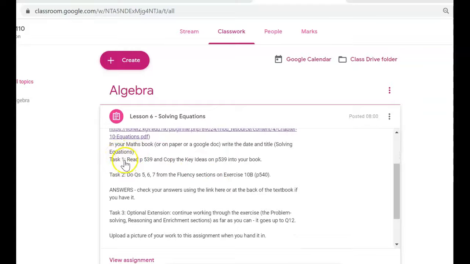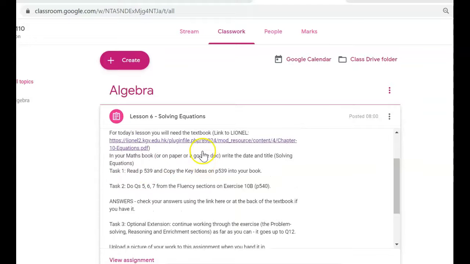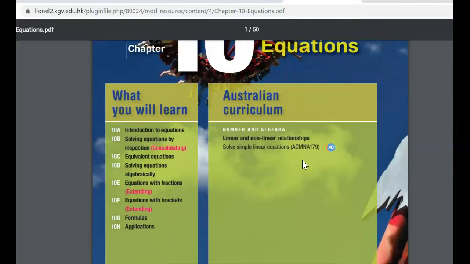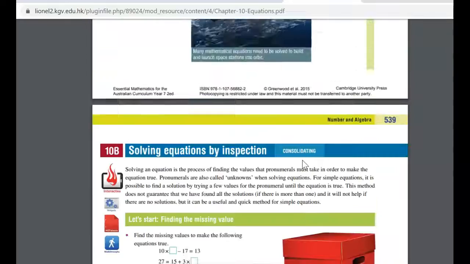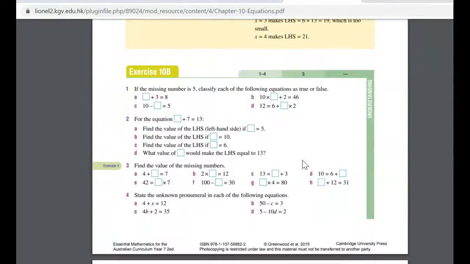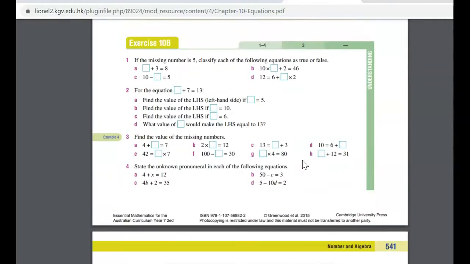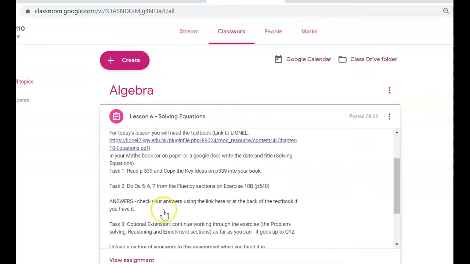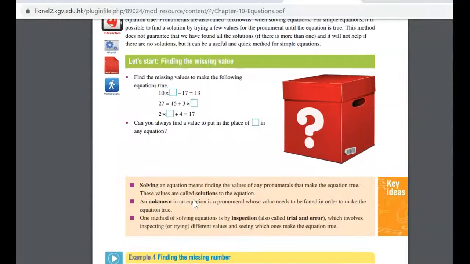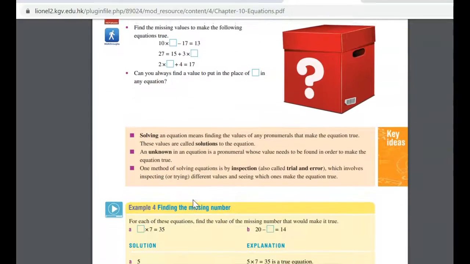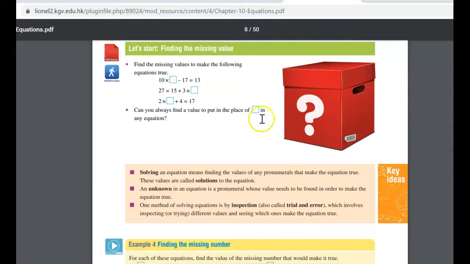So you're going to read page 539. I'm just going to open up the textbook actually, so you can have a look at that. I can show you the bit you're going to read, and you're going to copy some of the key ideas into your book. All right, so this is chapter 10, page, was it? Page 539. Oh, I've gone too far. Okay, so this is basically the section I'd like you to start at. It's called Finding the Missing Value.